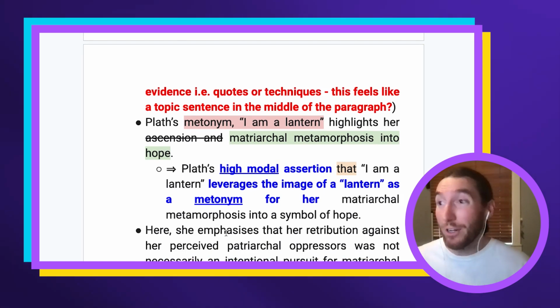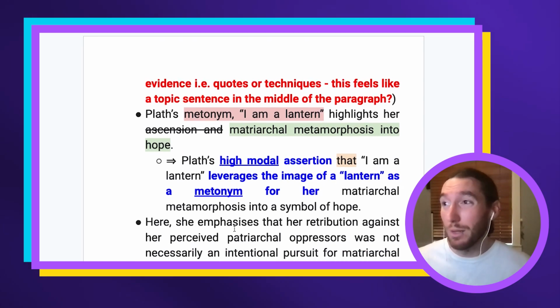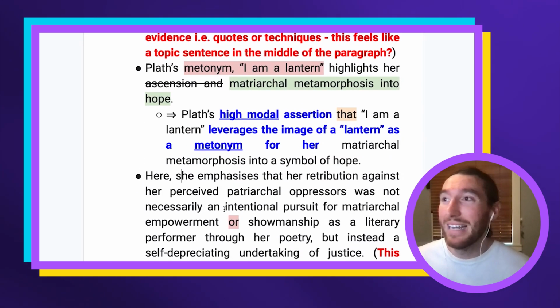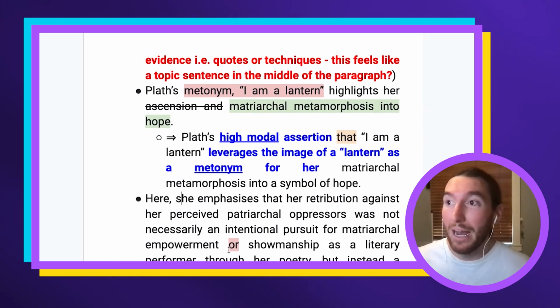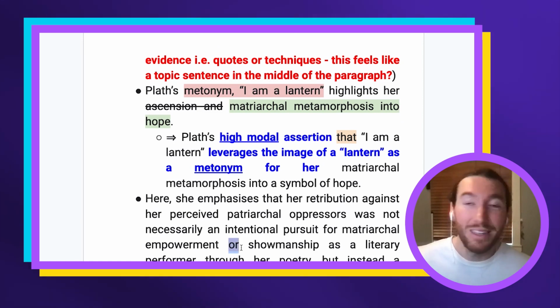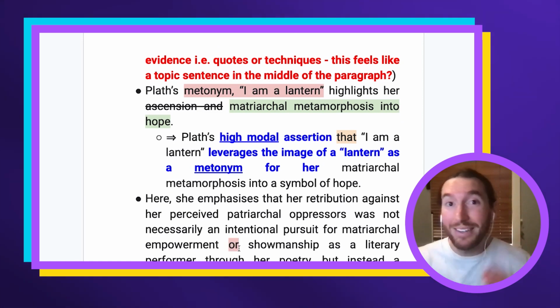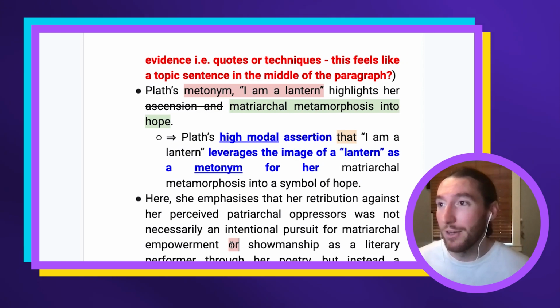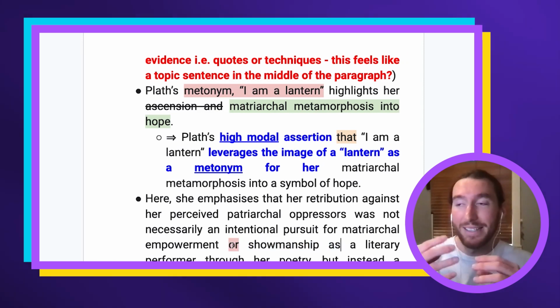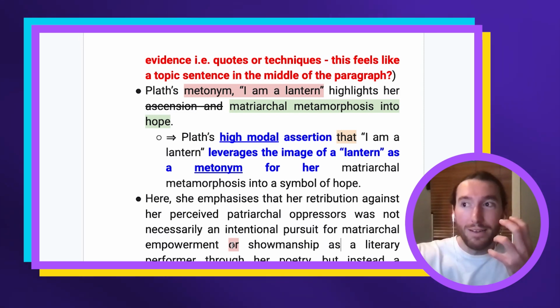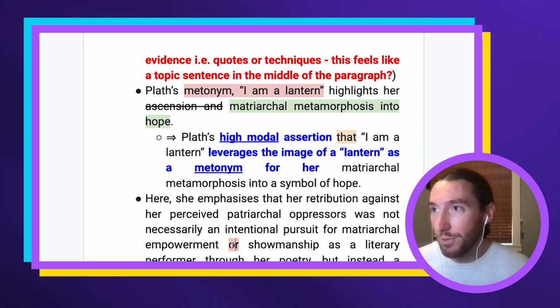"Here she emphasizes that a retribution against her perceived patriarchal oppressors was not necessarily an intentional pursuit for matriarchal empowerment or showmanship." We've got the "or." You've gone from "and" to "or," but it's still a double up problem. So we need to solve that. You need to cancel one of those out, or at least reword it in a way where it doesn't sound like you're saying two kind of equal things, and it's going to confuse us. Which one do you want to say?